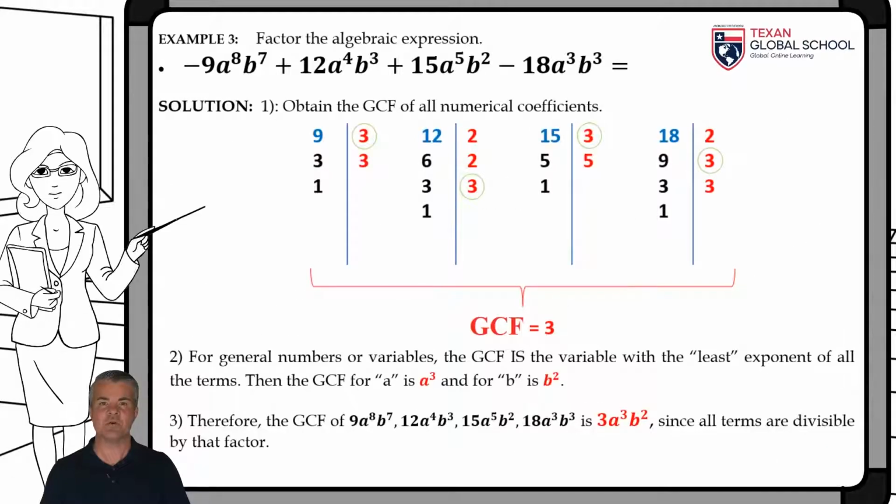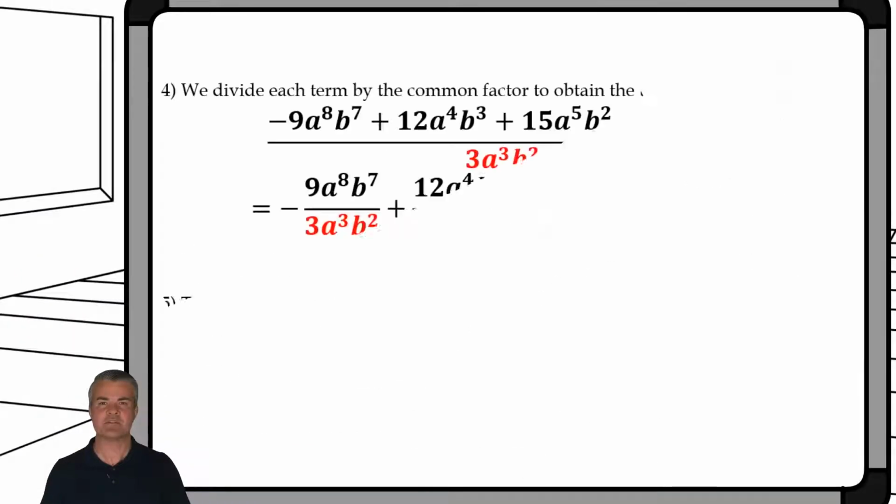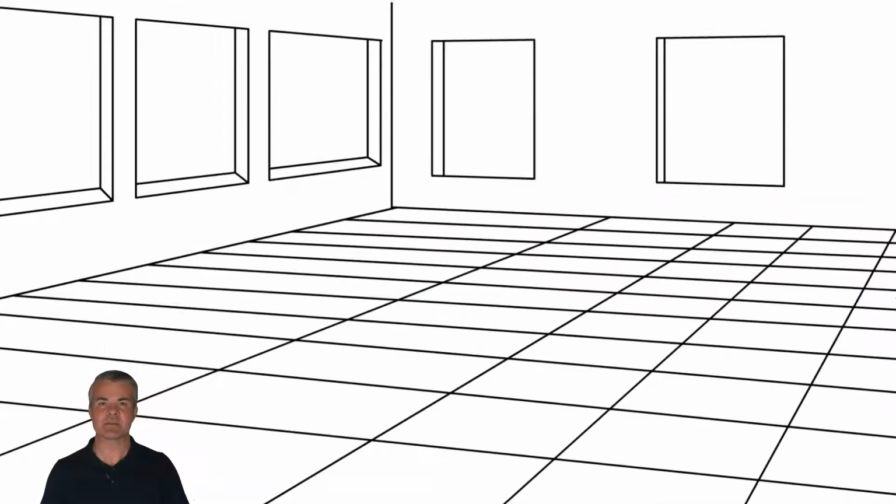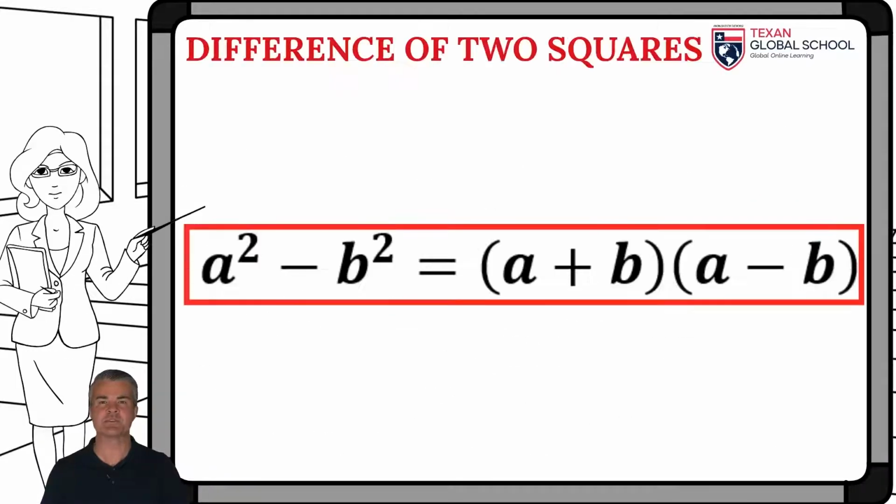For the third example, we will obtain the prime factors of each numerical coefficient to find the greatest common factor, which is 3. For general numbers or variables, the greatest common factor for a is a cubed, and for b, it is b squared. Therefore, the common factor is 3a cubed b squared. We divide each term by the common factor to obtain the terms of the second factor. Thus obtaining the factors as 3a cubed b squared by minus 3a fifth b fifth plus 4ab plus 5a squared minus 6b.